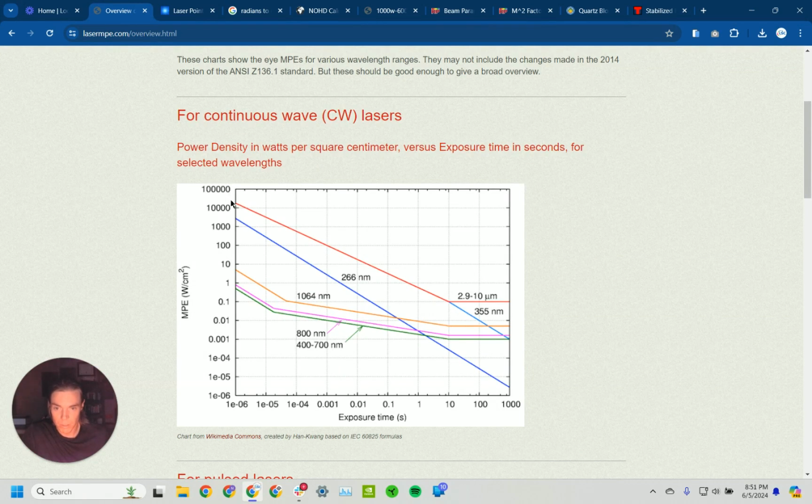So for continuous wave lasers, you can tell by the fact that this plot is trending down that the more light you absorb, the less safe you are, right? So if you're exposed for even just 1 second, you can only absorb 0.01 watts per centimeter squared, right? So that's a really tiny amount. That's 10 milliwatts per square centimeter. And most lasers are way more powerful than that because their spots are way smaller than a square centimeter.